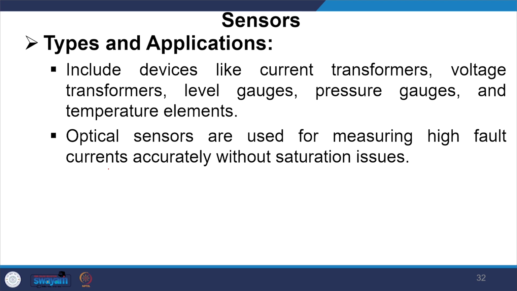Data acquisition mainly collects crucial data such as phase currents, voltages and detects faults like short circuits and grounding issues. This data is essential for isolating faulted sections and monitoring system health. Now, the major sensor applications include devices like current transformers, voltage transformers, level gauges, pressure gauges and temperature elements. Optical sensors are used for measuring high fault currents accurately without any saturation issues.